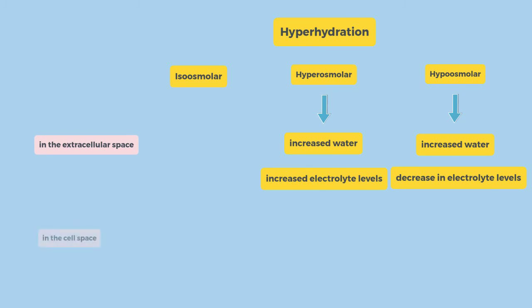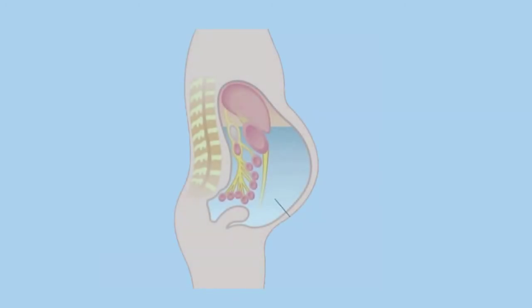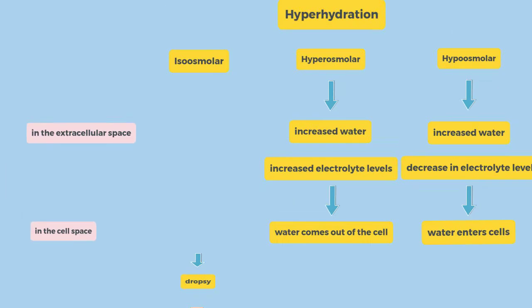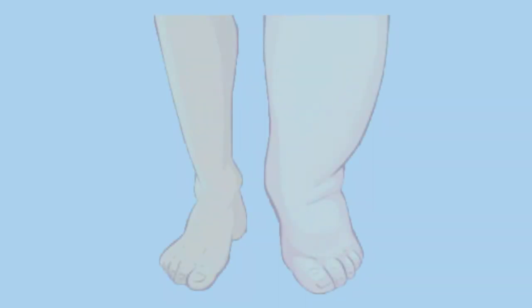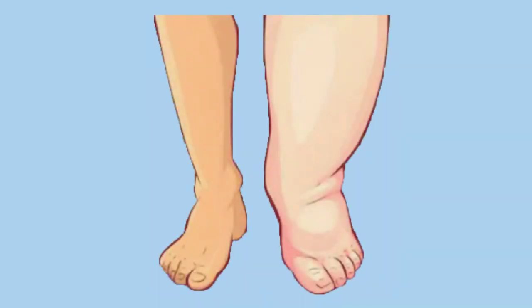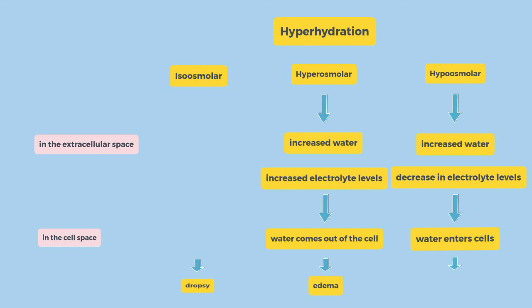At the cellular level, during hyperosmolar hyperhydration, water leaves the cells. On the other hand, during hypoosmolar hyperhydration, water enters the cells. With isoosmolar hyperhydration, dropsy occurs. Dropsy is an accumulation of transudate in any body cavity. For example, in the abdominal cavity it is called ascites. With hyperosmolar hyperhydration, edema occurs. Edema is the accumulation of fluid in the tissues of the body in the intracellular and extracellular spaces. With hypoosmolar hyperhydration, water intoxication occurs.